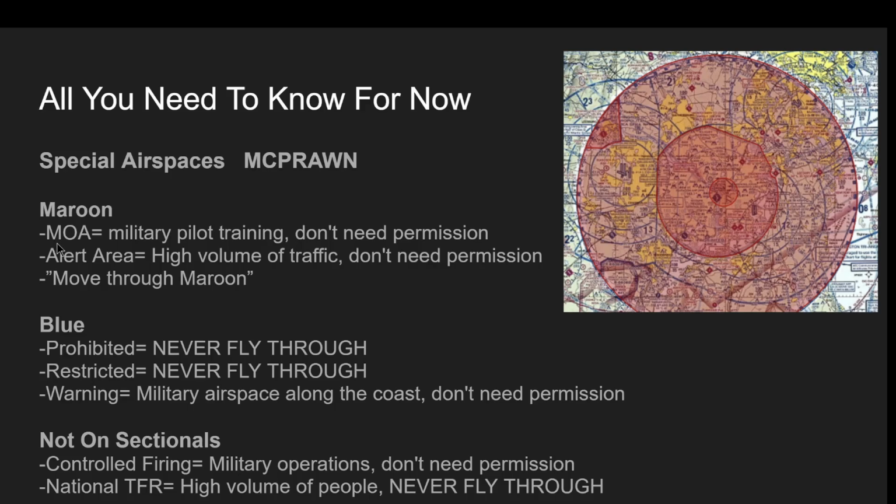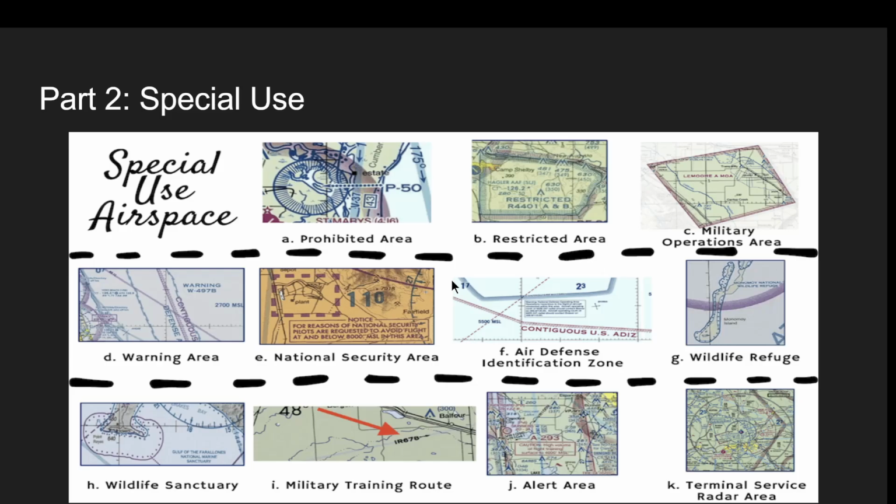So your maroons are MOA, which is a military operation area or airspace. But this is basically just military pilot training. You don't need permission to enter. Your MOA is right here, top right. That's Lemoore MOA. Heard that a few times. It's basically a red box and it's got combs on the inside, kind of just lines going on the inside.